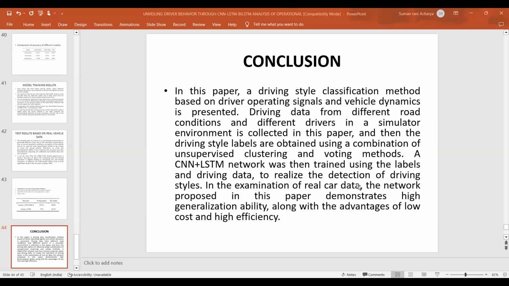This is the examination of the real car data. The network proposed in this paper demonstrated high generalization ability along with the advantages of low cost and high efficiency.